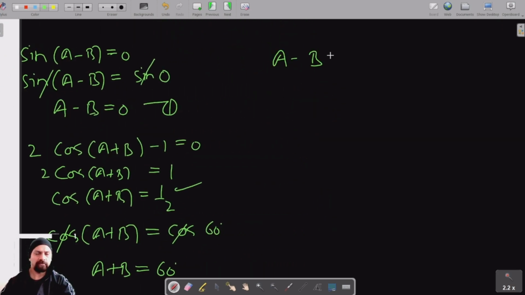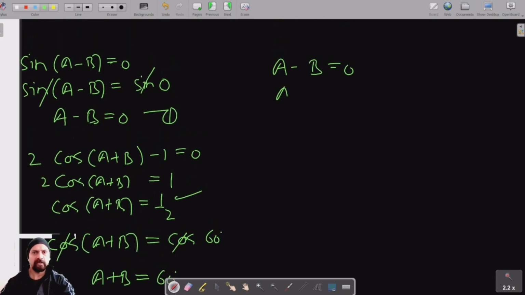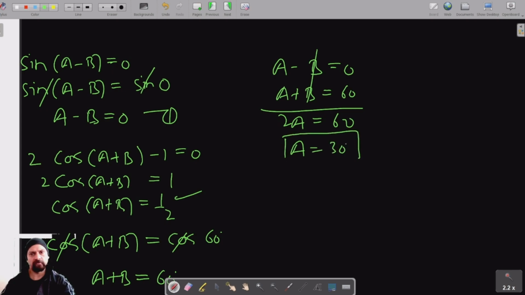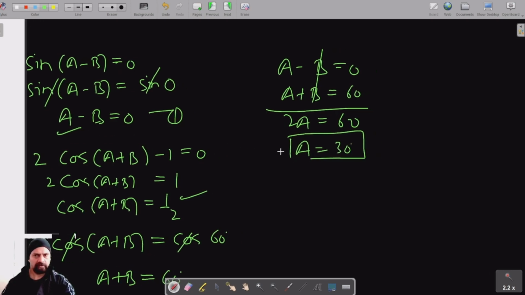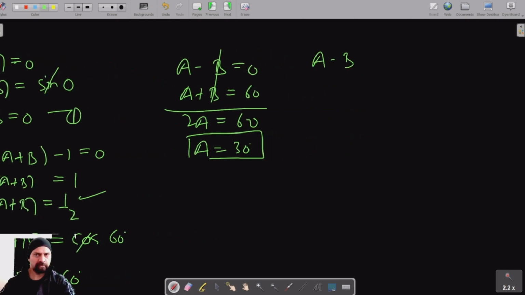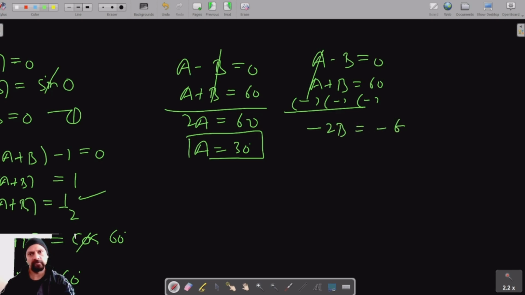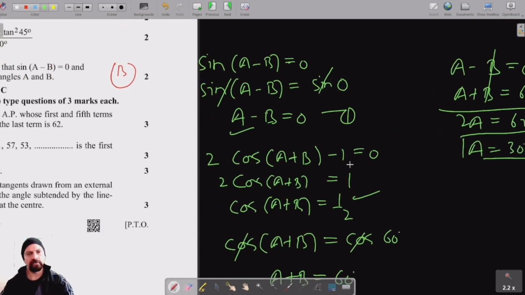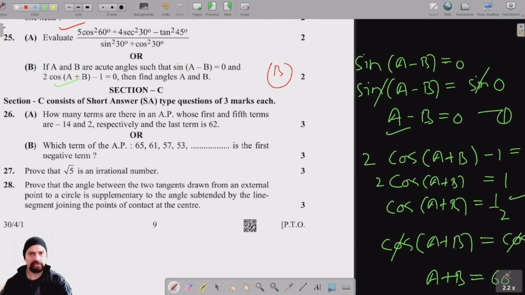Now A minus B is equal to 0, and A plus B is equal to 60. Solving these two equations, if we add them, we get 2A is equal to 60, and A is equal to 30 degrees. We can also subtract these equations: A minus B is 0 and A plus B is 60, so minus 2B is equal to minus 60, which gives B is also 30. So A and B, both the angles, are 30 degrees each.